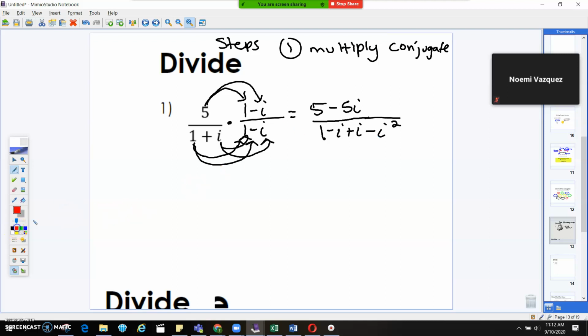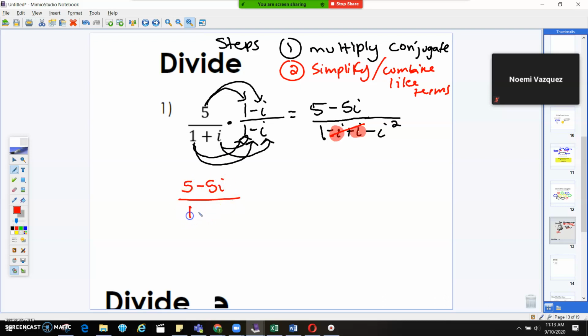Step 2 is to simplify, also known as combine like terms. Y'all know how to do this because y'all awesome. In this denominator, you can see that you've got -i and +i. If I add -i plus i, that cancels out. So I'm going to rewrite what I have: 5 minus 5i over 1 minus i squared.